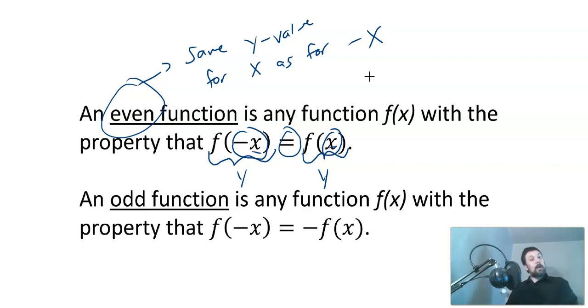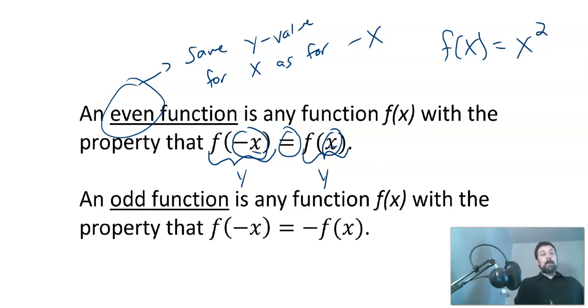Now, as you change the numbers, the answers are going to change. A good example of an even function would be y equals, well, let me use function notation since that's what we're doing here, f of x equals x squared. It's a really simple one, but the basic square function is an even function.